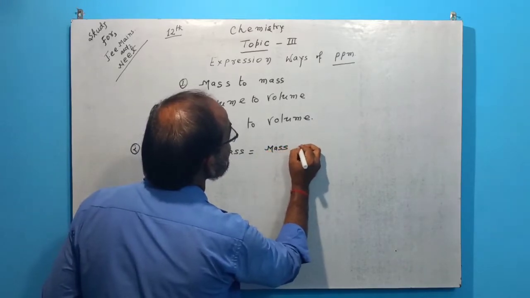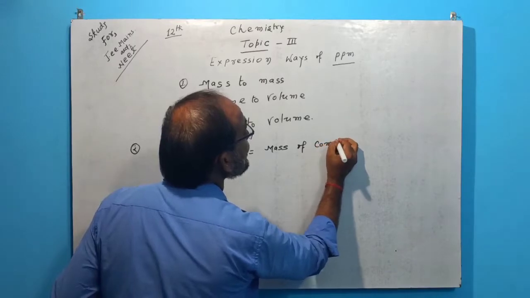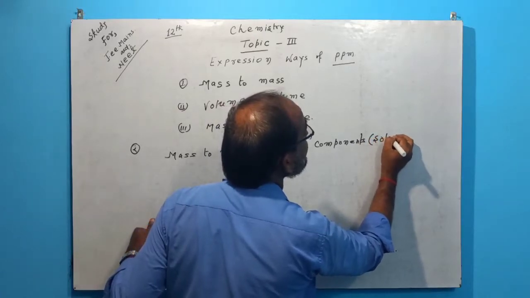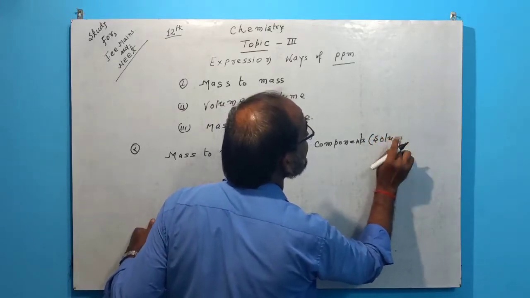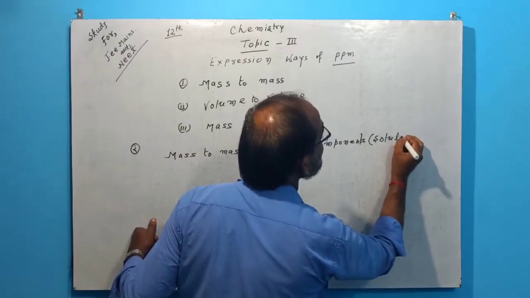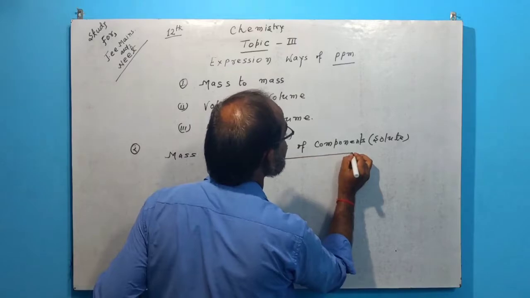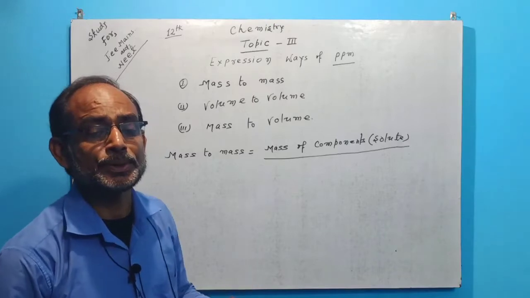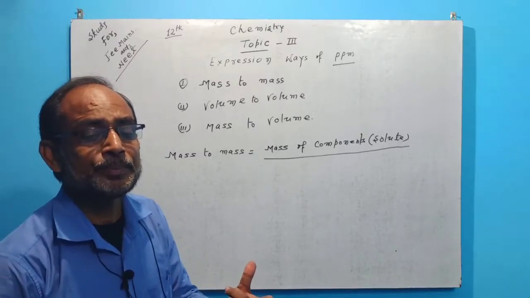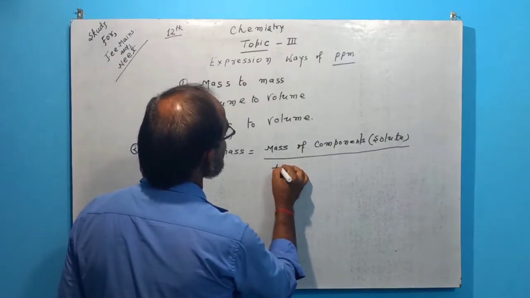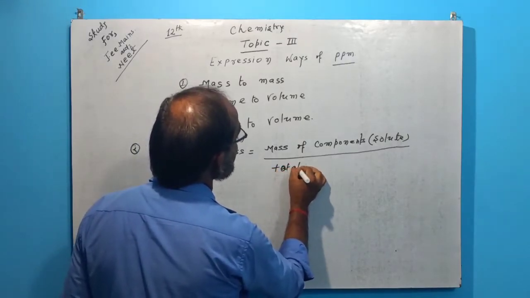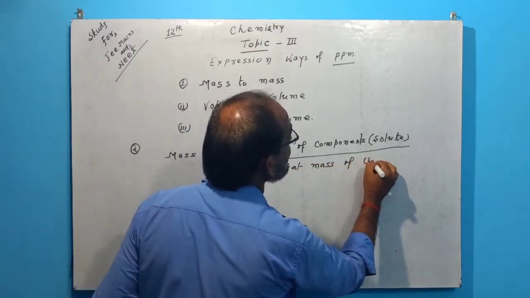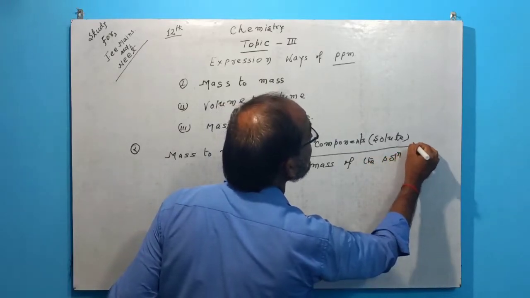Mass of component, that is solute, is the millionth times of the ratio of mass of solute and the total mass of the solution.